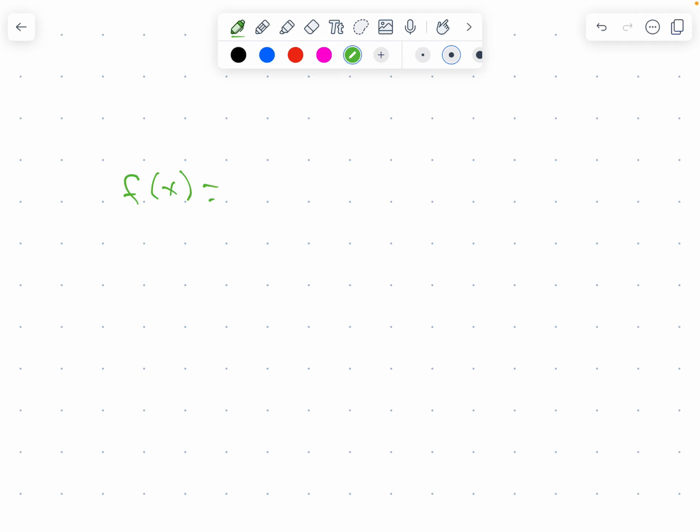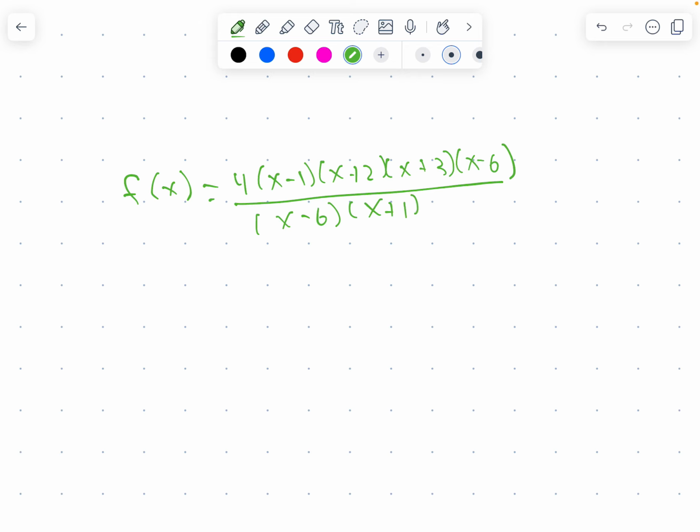f(x) = 4(x - 1)(x + 2)(x + 3)(x - 6) on the top, and on the bottom we've got (x - 6)(x + 1)(x - 2)(x + 5). First thing you're going to do is see the x - 6 terms cancel each other out. Now we just have to keep note of this, that's going to make a hole. In other words, x cannot equal 6.